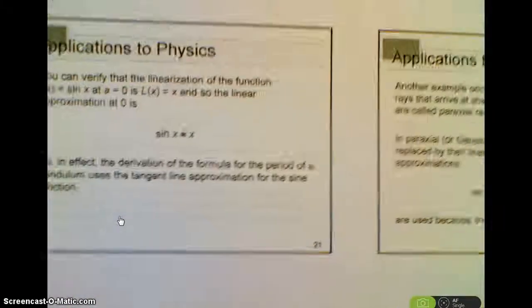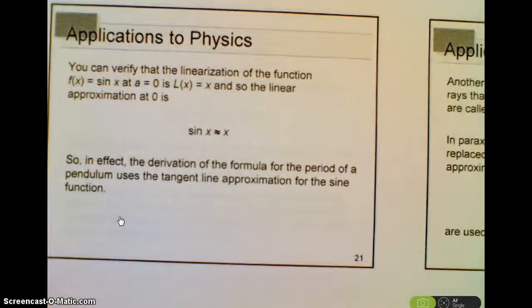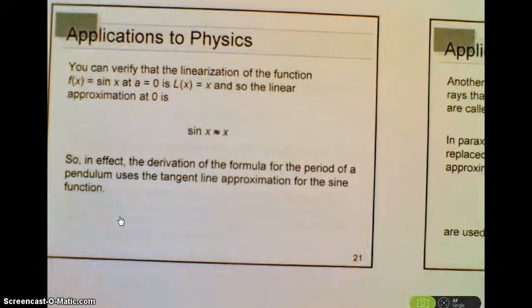So don't forget to be thankful before Thanksgiving for linearization. Include it in your prayer at the table, and your parents will look at you thinking that you're crazy.